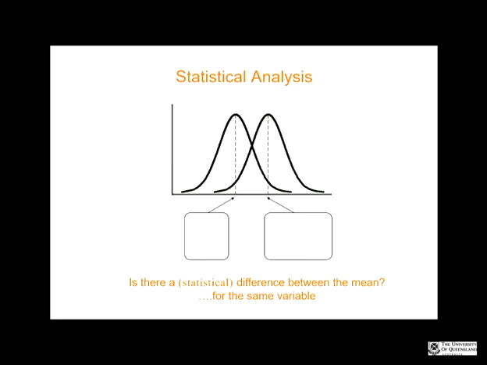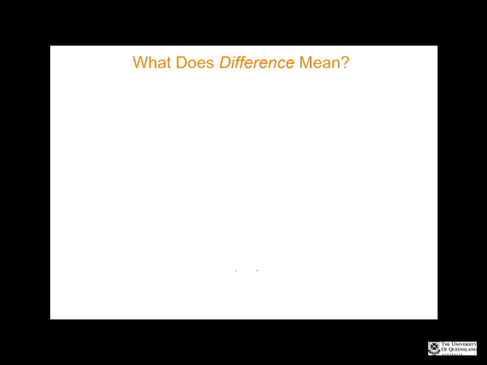Okay, so this might be our two groups, and we're asking, is there a statistical difference between the means for the same variable? We might have a control group mean, the people that didn't eat the chocolate, and then a treatment group mean, the people that did eat the chocolate. And we're saying, is there a difference? But we need to think about what difference means. What's the meaning of the word difference? We can explain it in different ways.